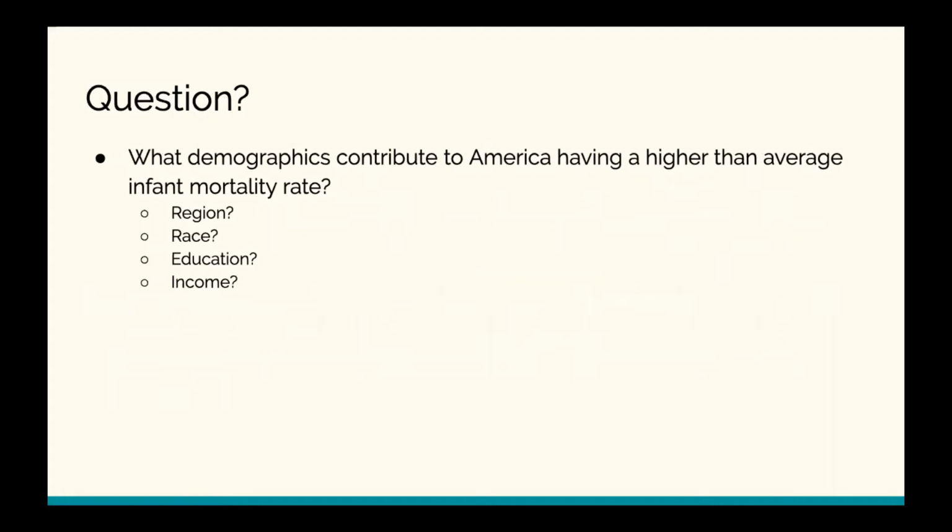This brings us to our research question. What demographics contribute to America having a higher than average mortality rate? It is important to note that it is most likely not one factor causing this problem, but several that contribute to this nation's issue. We are going to narrow in on these specific 4: region, race, education, and income.